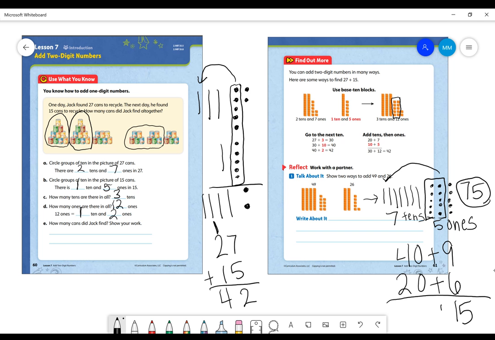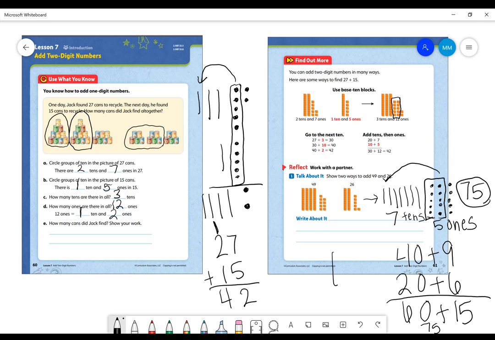We can't have 15 in the ones place. It's a 2-digit number. Ones place can only have 1 digit. And in our tens place, we have 40 plus 20. Well, I know I'm going to have 0 ones, and 4 plus 2, we have 6 tens, so 60 plus 15, and we already know that will make 75.